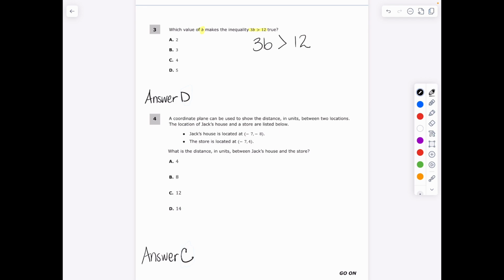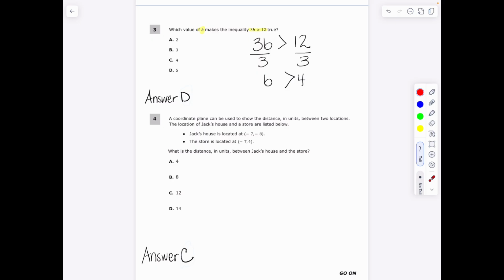So I'm going to divide both sides by 3. So 12 divided by 3 gives me 4. And 3b divided by 3 is just going to give me b. Okay, so b is a number. This is how I'm going to read this. B is a number greater than 4. How do I know? Because the greater-than gator is facing it. All right, so B is a number greater than 4.